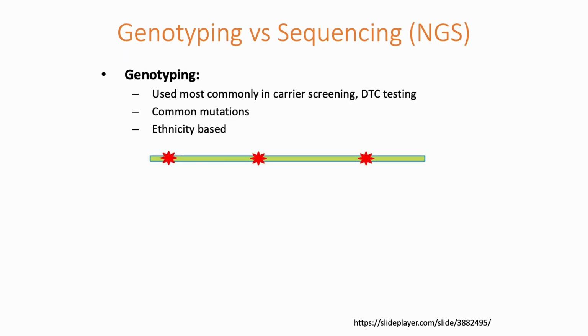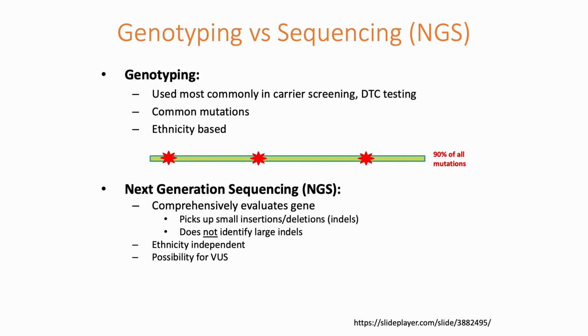On this slide, we're comparing genotyping and next-generation sequencing, or NGS. Let's start with genotyping. This method is commonly used in carrier screening and direct-to-consumer testing. It focuses on identifying common mutations, particularly those that are well established and associated with specific genetic conditions. Genotyping often takes into account the individual's ethnicity because certain mutations are more prevalent in specific populations.